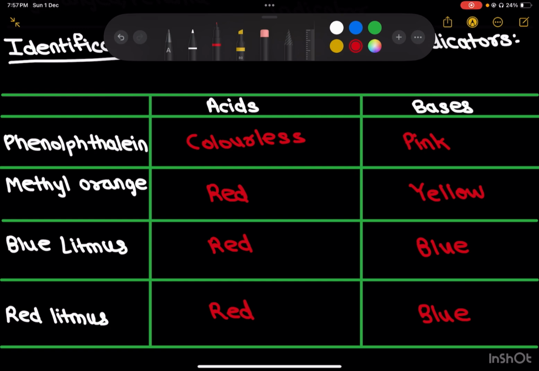How can we identify acids or bases using indicators? Also you have to understand that for salts, I'm just giving you a brief description, nothing happens. No color change. Phenolphthalein will remain colorless in salts. Methyl orange will remain orange. Blue litmus will remain blue. Red litmus will remain red. No color change in salts.